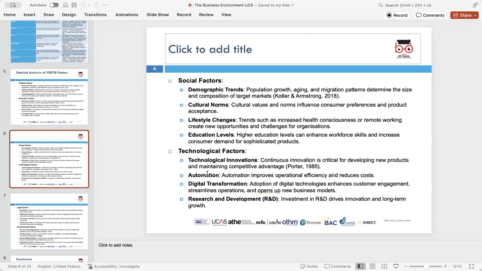Population growth increases the potential market size, while an aging population may shift demand towards healthcare and retirement services. Migration patterns can create diverse markets with varied needs and preferences. For example, an influx of young professionals into a city can boost demand for housing and lifestyle products.